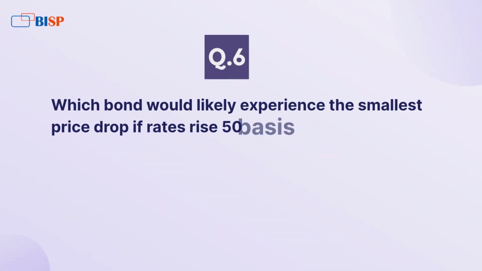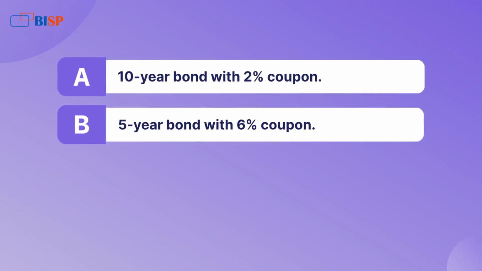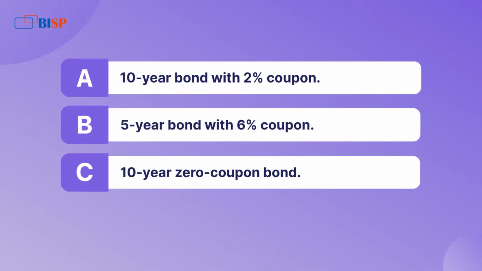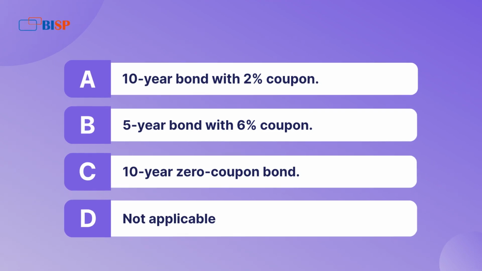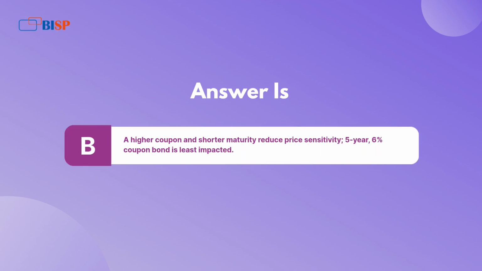Which bond would likely experience the smallest price drop if rates rise 50 basis points? A. 10-year bond with 2% coupon. B. 5-year bond with 6% coupon. C. 10-year zero coupon bond. D. Not applicable. Answer is B. A higher coupon and shorter maturity reduce price sensitivity. 5-year, 6% coupon bond is least impacted.